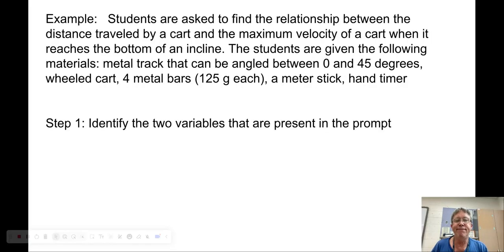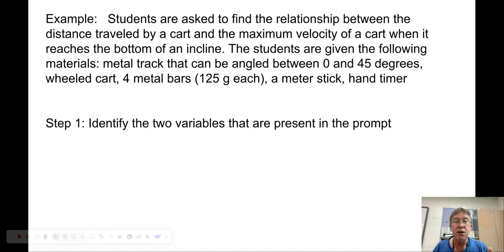So here's something that would be fairly emblematic of what you might get in my class. Students are asked to find the relationship between the distance traveled by a cart and the maximum velocity of the cart when it reaches the bottom of an incline. The students are given the following materials: a metal track that can be angled from 0 to 45 degrees, a wheeled cart, 4 metal bars of 125 grams each, a meter stick, and a hand timer. That's pretty typical stuff that you get from me, okay?